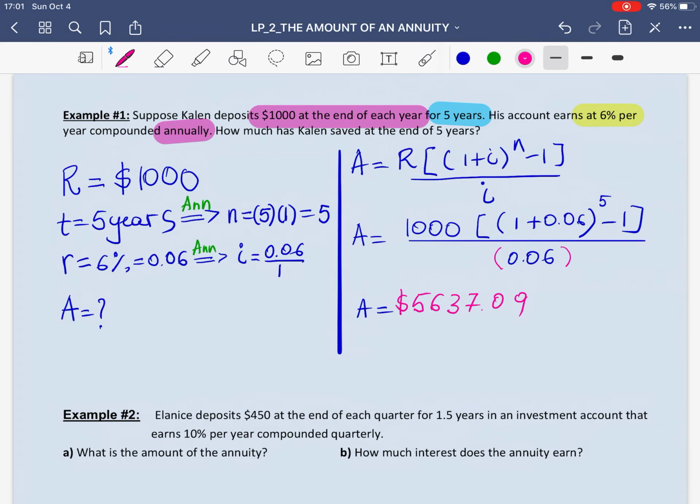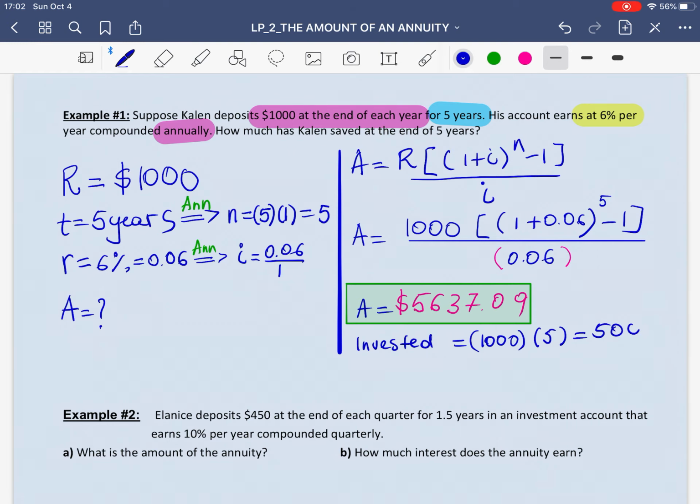That would be the accumulated amount of money. Now, if you're thinking, oh, okay, but how much money did Kaylin really invest there? So Kaylin invested $1,000 every year for 5 years. So the amount invested was $1,000 every year for 5 years. So he invested $5,000. How much money did Kaylin accumulate?